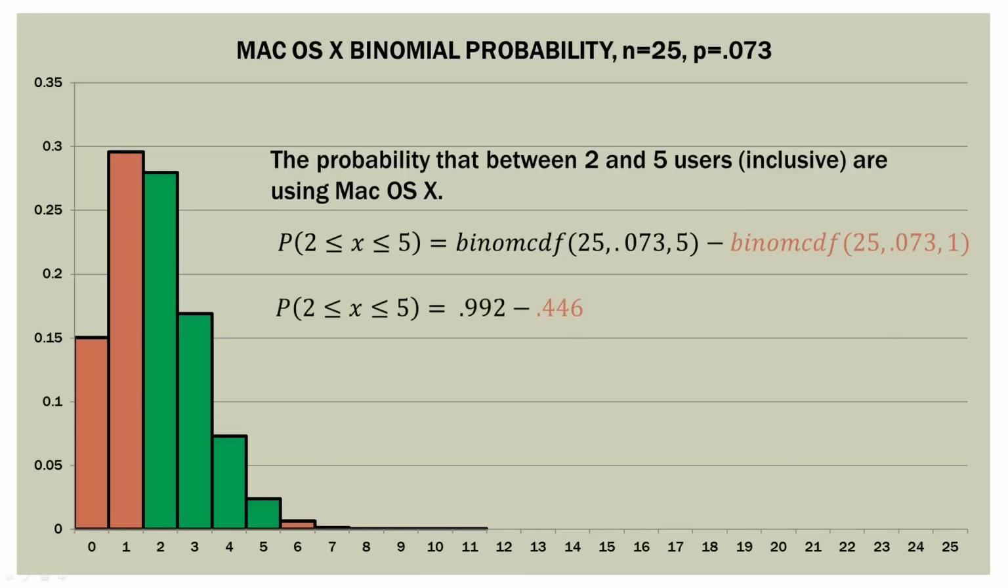So when we do that, we have 0.992 minus 0.446, and that is 0.546. So if we add up the height of all those green bars, we will have 0.546.